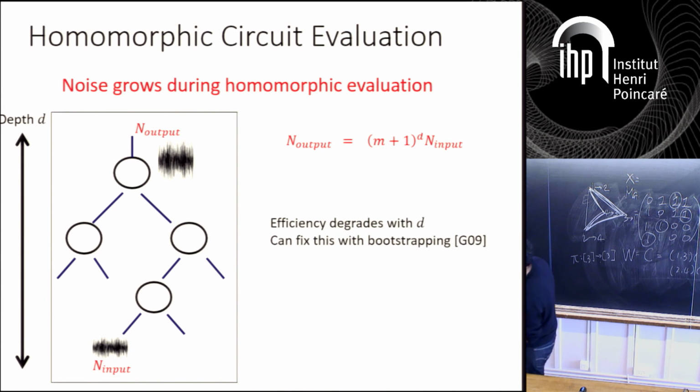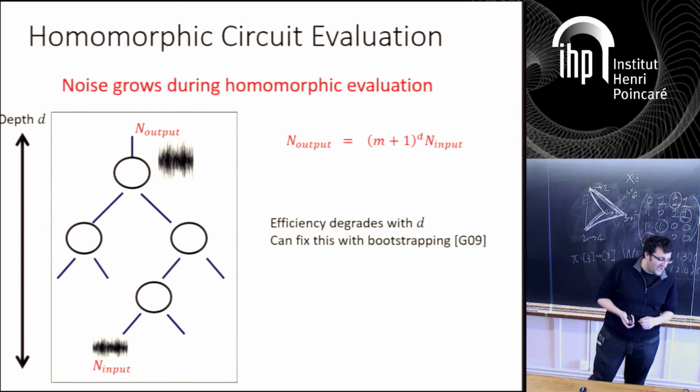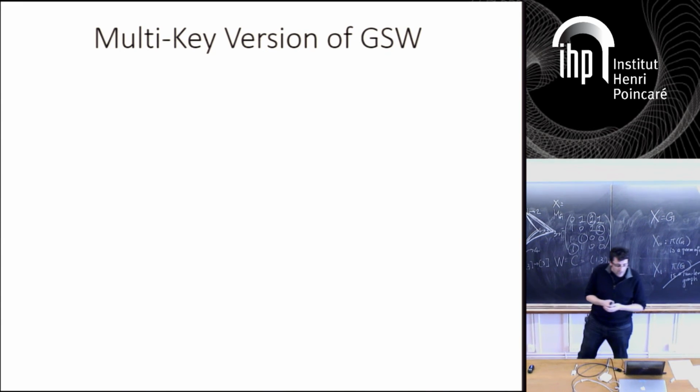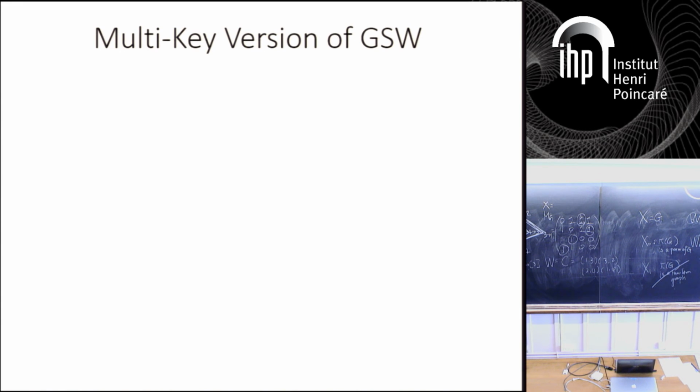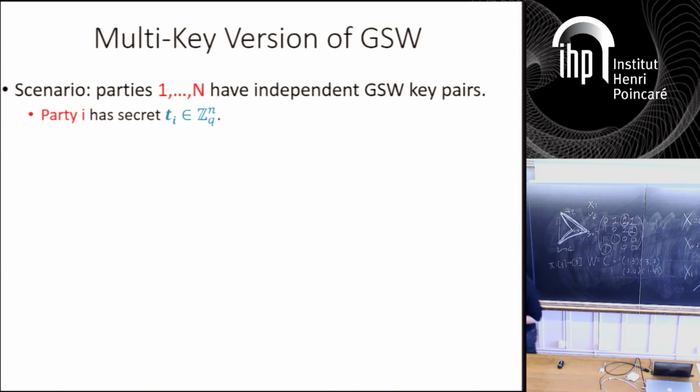Okay, and there's other ways to get around this problem using something called bootstrapping, which I'm not going to get into. So that's it, that's fully homomorphic encryption. Maybe it took a little more than 5 minutes, but now let's see how to make this into a multi-key homomorphic scheme. So now my scenario is I have n parties that have totally independent public keys and secret keys.